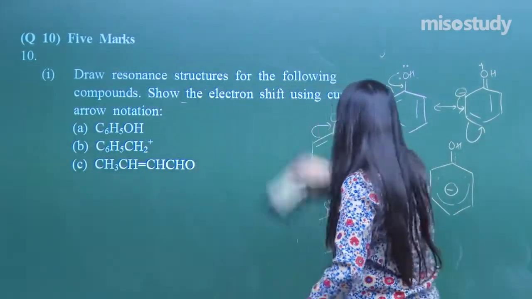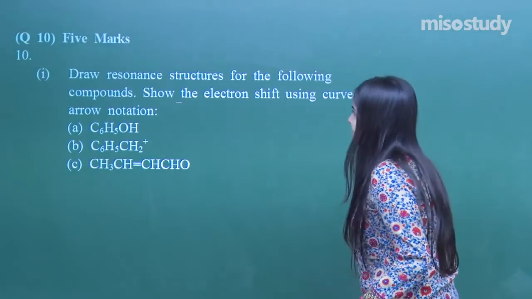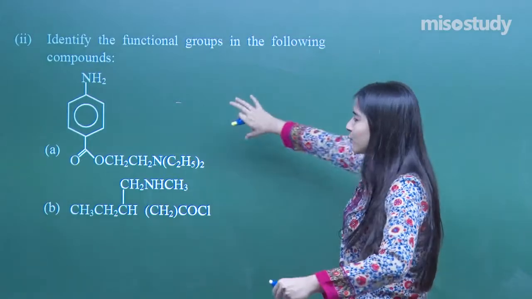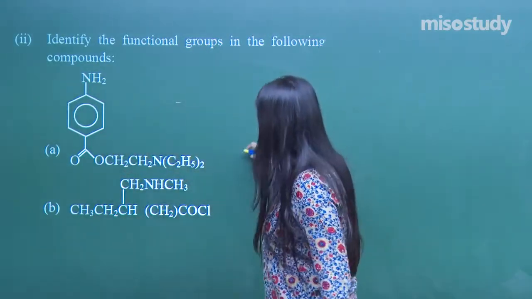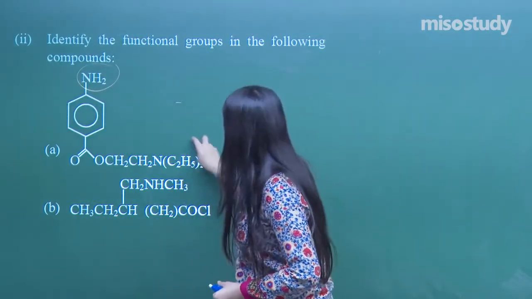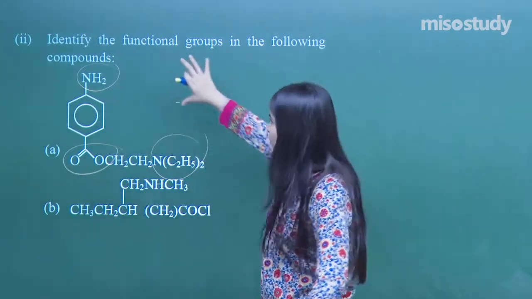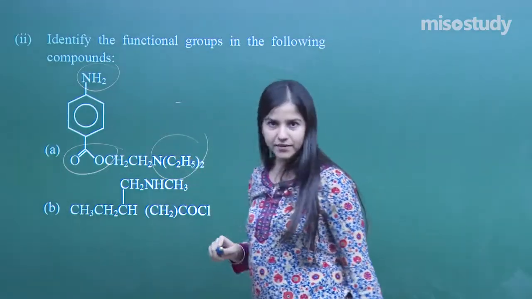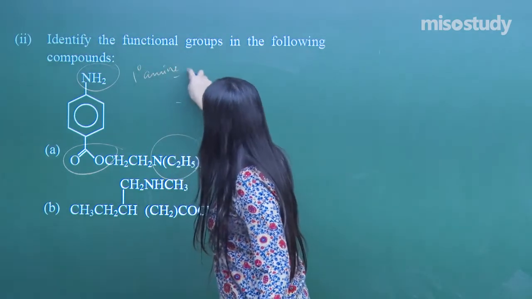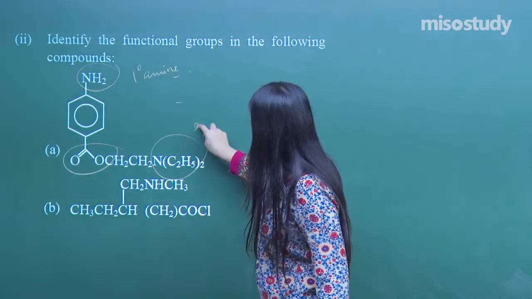So that was part number 1, which carries 1 mark each. If I move to part number 2, it's an interesting one. Identify the functional groups in the following compounds. So what all functional groups do you see over here? In the first compound, N. Here also N. Let me name what all we have. This is what? Amine, right? And it is a primary amine. Here nitrogen is connected with 3 alkyl groups, so this is a tertiary amine.